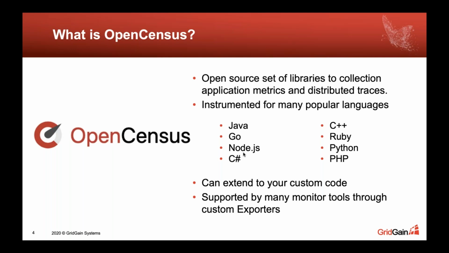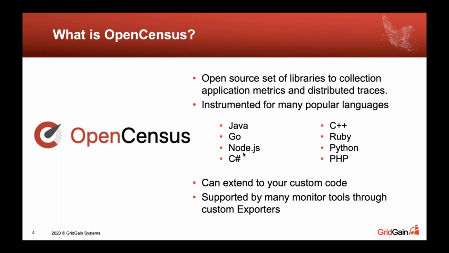So OpenCensus is a set of libraries for various languages that allow you to collect application metrics and distributed traces, and then transfer that data to the backend or monitoring tool of your choice. And the data is useful. The data can then be analyzed by developers or administrators to understand the health of your application, debug problems.